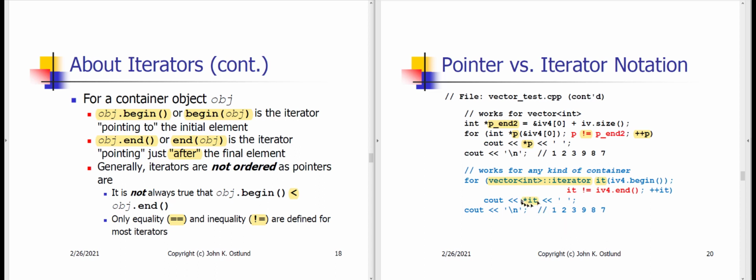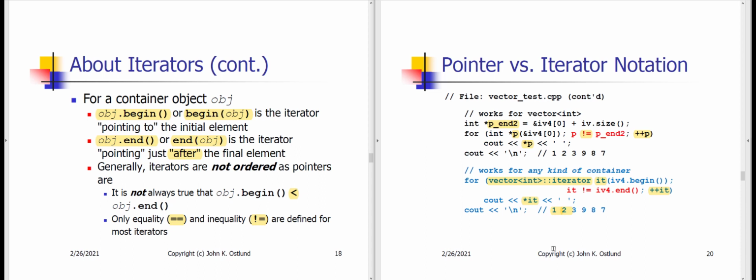All right, notice that I'm using the star on my iterator, just like I used the star up here on my pointer. And that's going to display 1 and a space, okay, star IT and then a space. And then I'm going to increment my iterator, and that simply moves the iterator along to the next item in the vector. Well, IT is still not equal to iv4.end, so I display star of IT and a space, and that's going to be a 2 and a space, and so on.